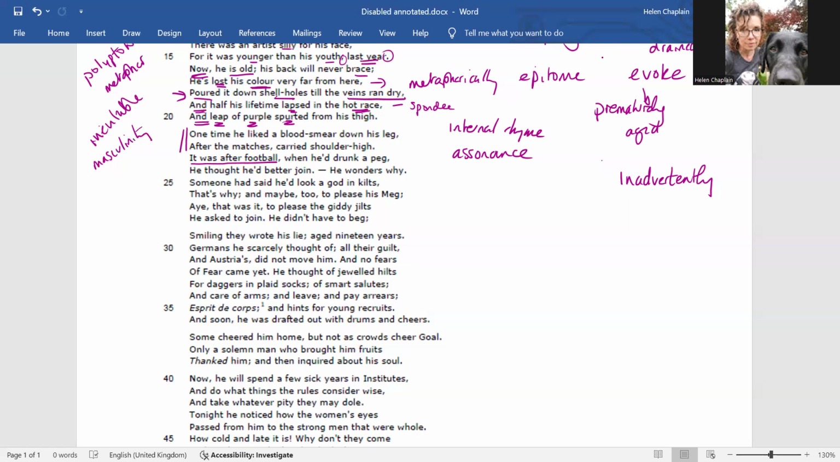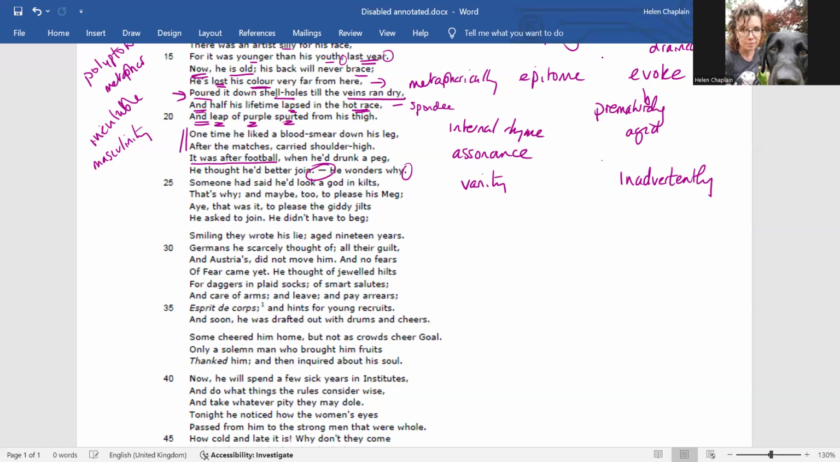And that kind of, again, the caesura there, he wonders why. And the end stop has got the sort of finality of that reflection in terms of what it's cost him, and the reflection on it. Someone said he'd look a god in kilts. So that idea of, again, it's appealing to his vanity.